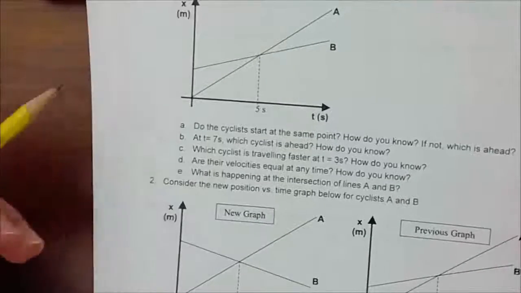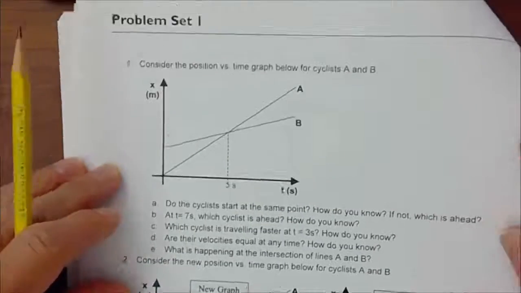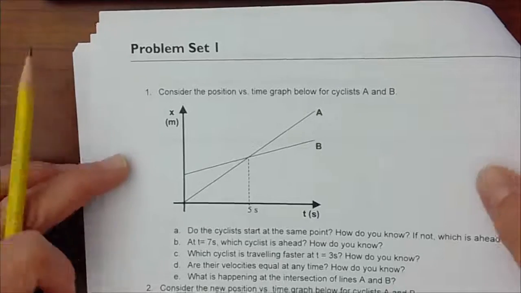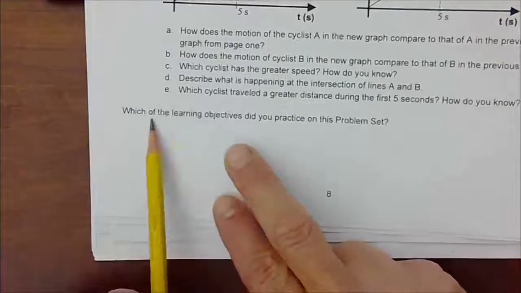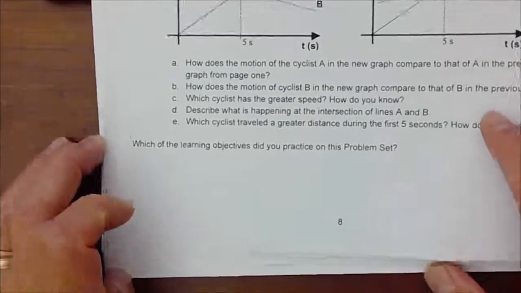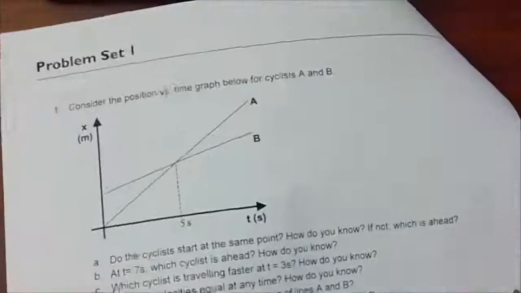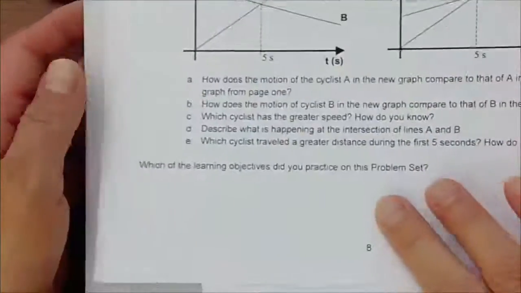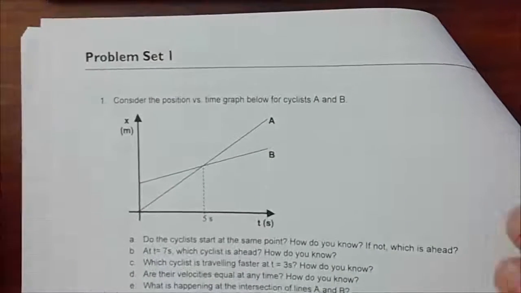Now that we have an understanding of how a position versus time graph works, you're ready to solve problem set 1. There are 2 problems here, and finally, at the bottom of the page, after you've answered both problems, I ask you about the learning objectives that these problems had you practicing. If you flip in the packet back to page 2, there's a list of the learning objectives for the unit. This is the bottom of page 2. Study these objectives and figure out which ones you practiced in this problem set.